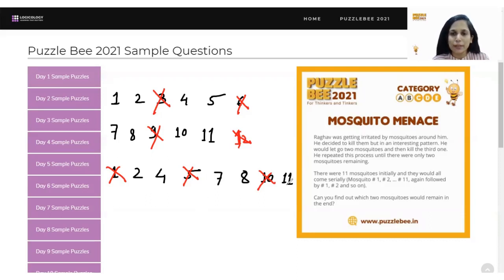Now let's find out what happens after this. Who would be coming next? After 11, now 1 is dead, so 1 cannot come, but 2 is there. I'm sorry, I need to use black again. So 2 is safe, 4 is safe, 7, 8, and 11. Now, who was safe? 11 was safe. The next one again is going to be safe, because Raghav lets go 2 mosquitoes and then kills the third one. So who would get killed? It's mosquito number 4. Then 7 is safe, 8 is safe. 11 is the one who would finally get killed. So 11 finally ran out of luck. Now you are left with 2, 7 and 8.